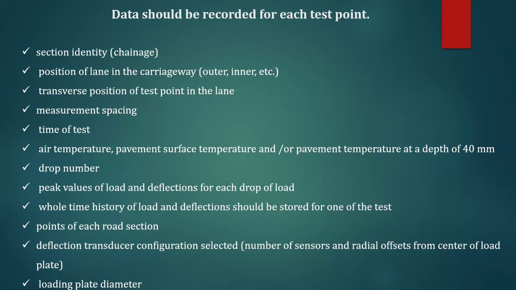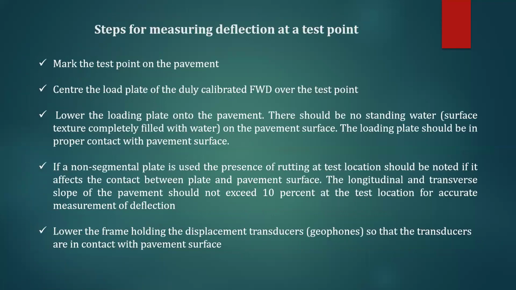You will get the load and the deflections properly. Automatic systems are there, but you have to save these things for points of each road section. Then the deflection transducer configuration selected: the number of sensors you use and their radial distances from the center of the load. And the last one, the loading plate diameter. As I told, 300 mm is preferred according to IRC.